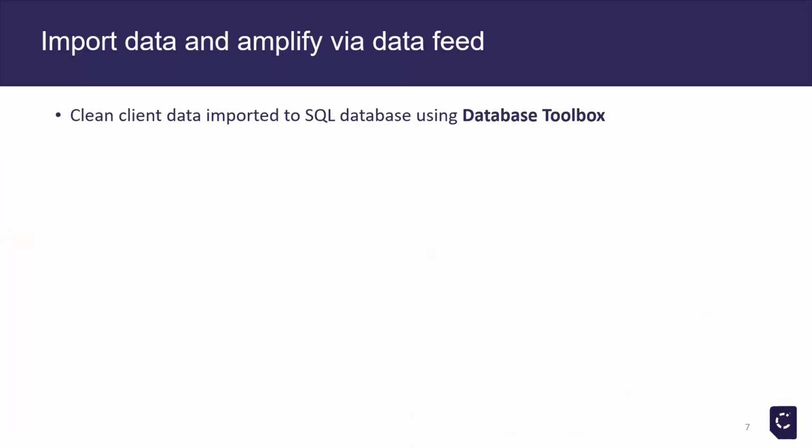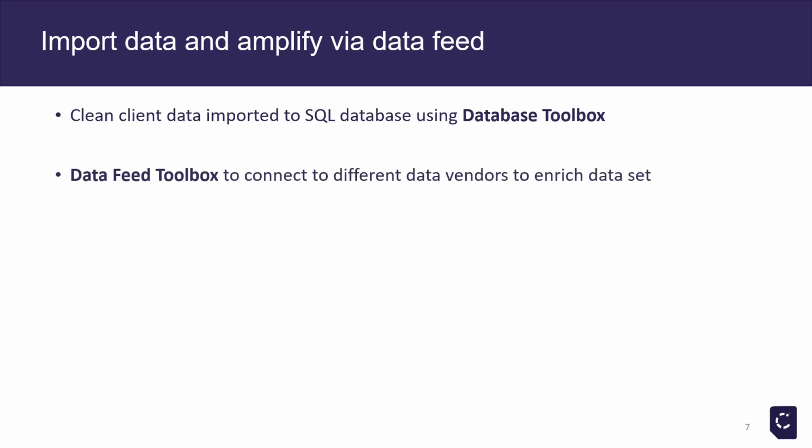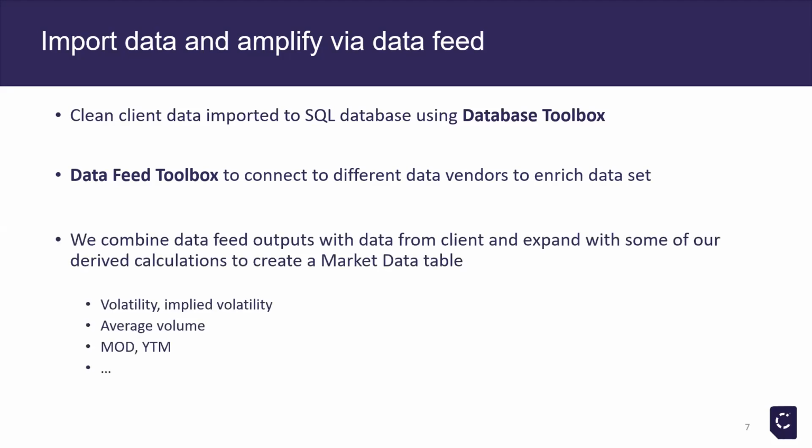The clean data, those CSV files that I've talked about, are imported to our databases using Datafeed Toolbox, and enriched with Datafeed Toolbox to download extra data from different data vendors. With this data combined, we also add some derived data that we calculate to expand our market data table. So for example, we can calculate volatility or implied volatility for derivatives, modified duration and yield to maturity for bonds, etc. Depending on asset class, we have different extra calculations that we do and that we record.